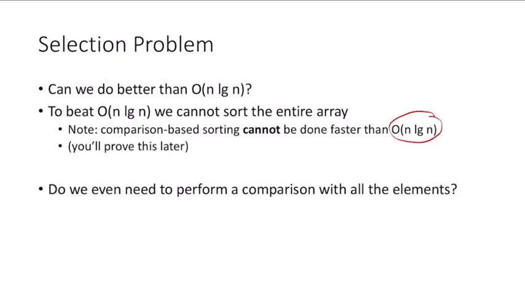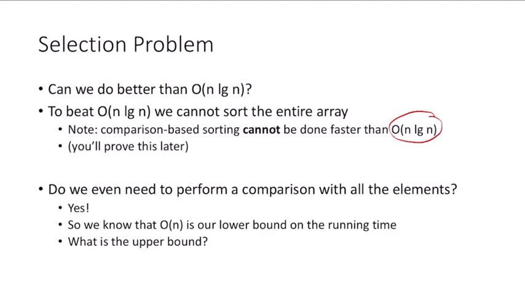Do we even need to perform a comparison with all elements? So basically, what's the fastest we could possibly do this? Well, yeah, we have to at least look at every single element. So for example, if we have n elements, you can't get away with just looking at half of them if I want to find the smallest element, or if I want to find the middle element. I have to look at all n elements. So we know that big O of n is a lower bound on our running time.